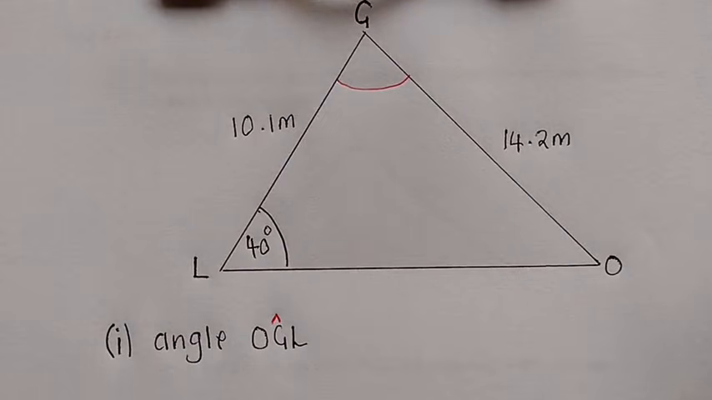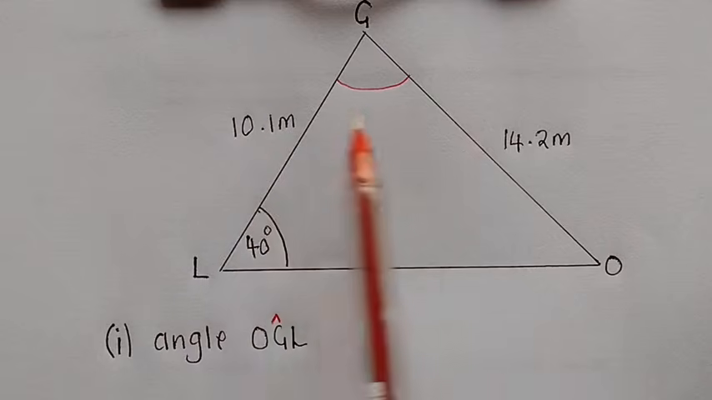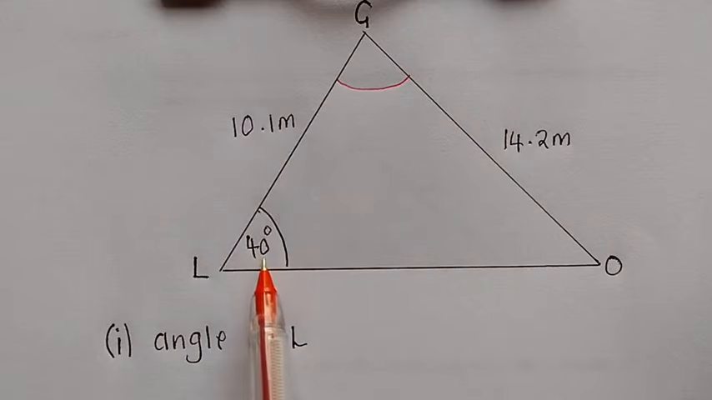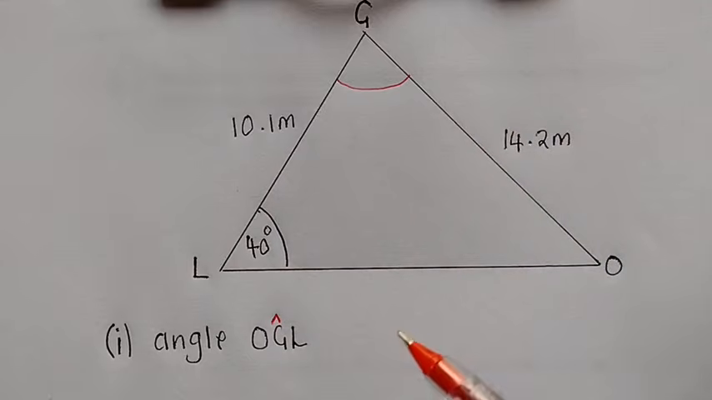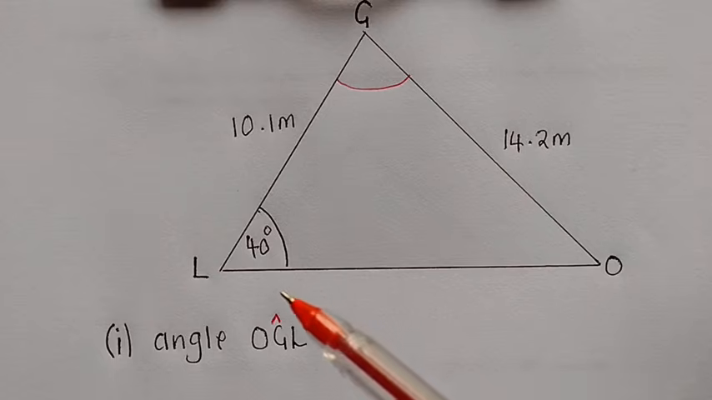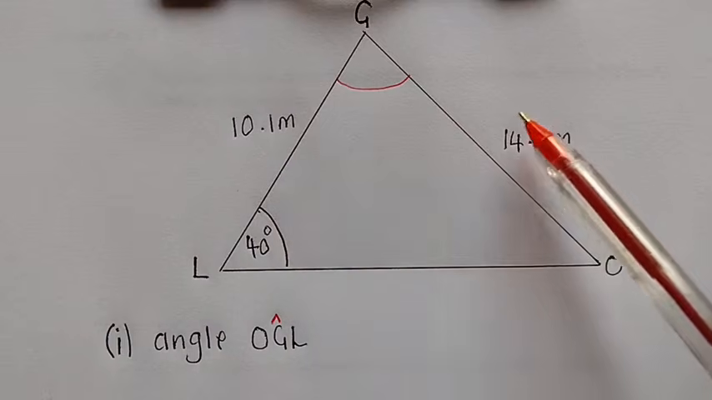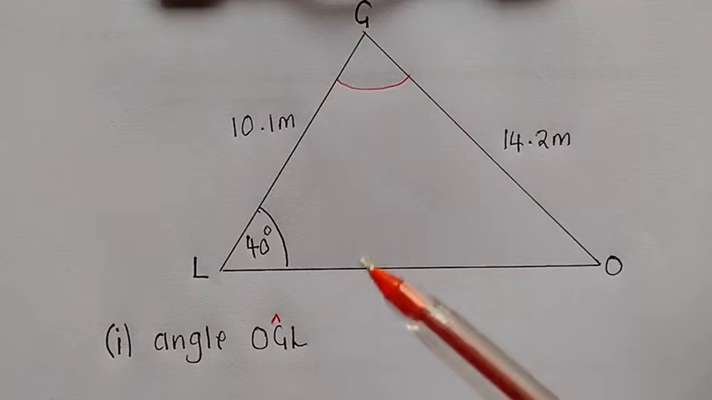First thing, we take note that we have been given two sides right here, then we have an angle right here. Then what formula are we going to use? When we start with the cosine rule, the cosine rule states that you can use it if they have given you all three sides, or if two sides are given and an included angle. Here we have the two sides, but they want us to find a non-included angle.